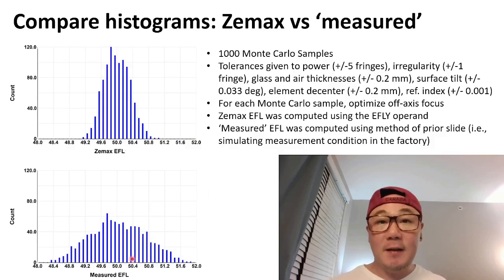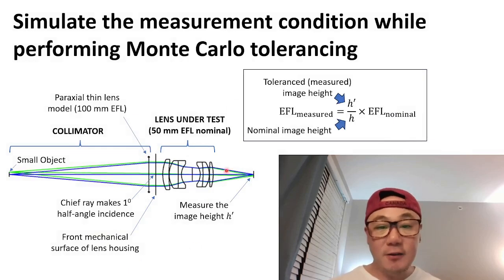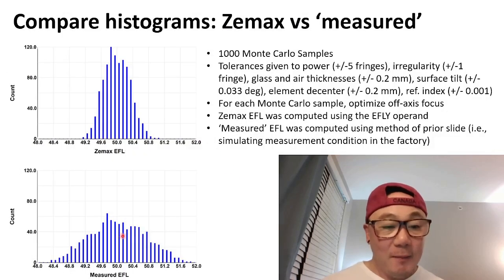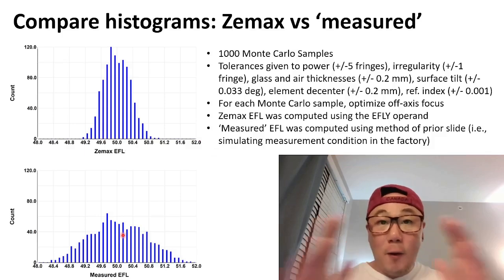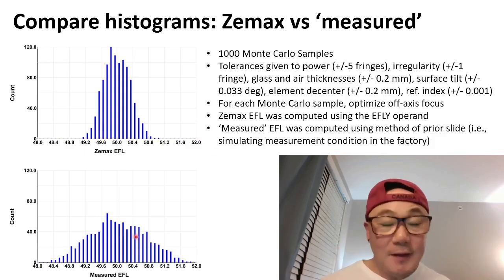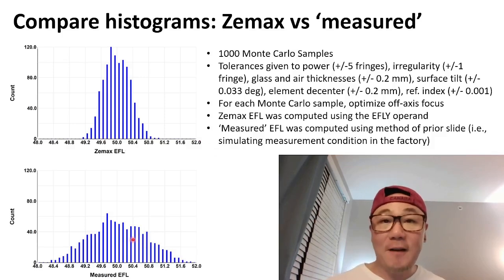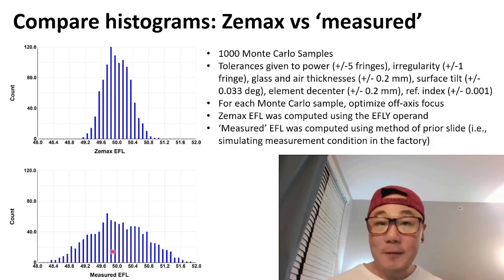EFL is measured using the simulation I showed here. Okay. So what do we notice? The bottom plot has a noticeably wider spread. In other words, the measurement technique has added variance because of the tilts and decenters, right? It does. So what does this mean?